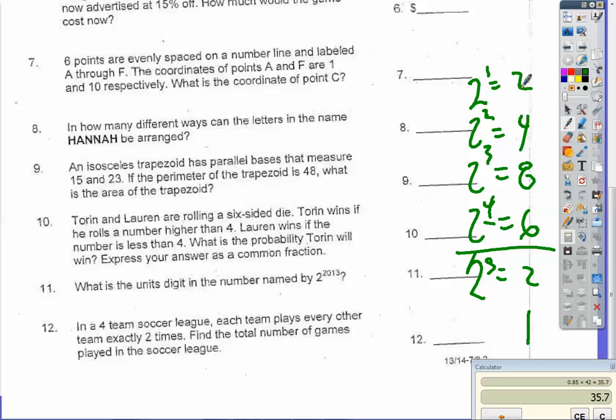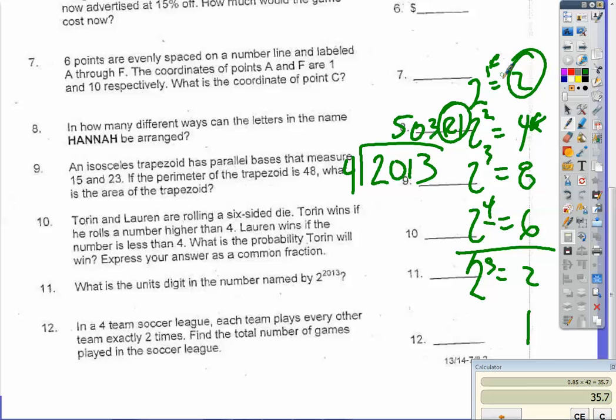So all I have to do is divide my exponent by 4, because there are 4 possible answers. And I don't really care about what goes into it or the final quotient. All I care about is the remainder. There's a remainder of 1. Remainder 1. So that means the units digit is a 2. That's it.